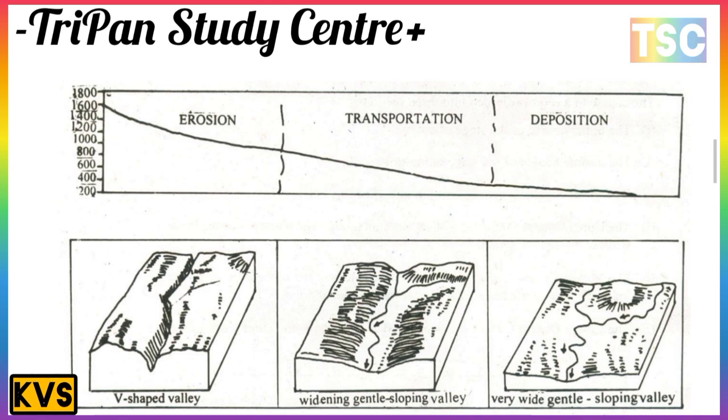Also important here is a diagram: erosion, transportation and deposition. There is erosion, and it goes on to transportation, and deposition is the most important. And also important is the next diagram, where there is a V-shaped valley, a gently sloping valley and a very gently sloping valley. There is most important here.